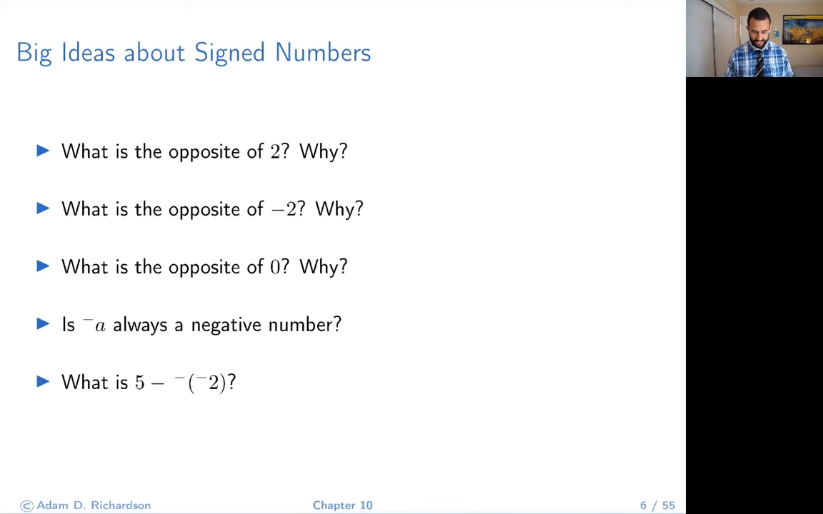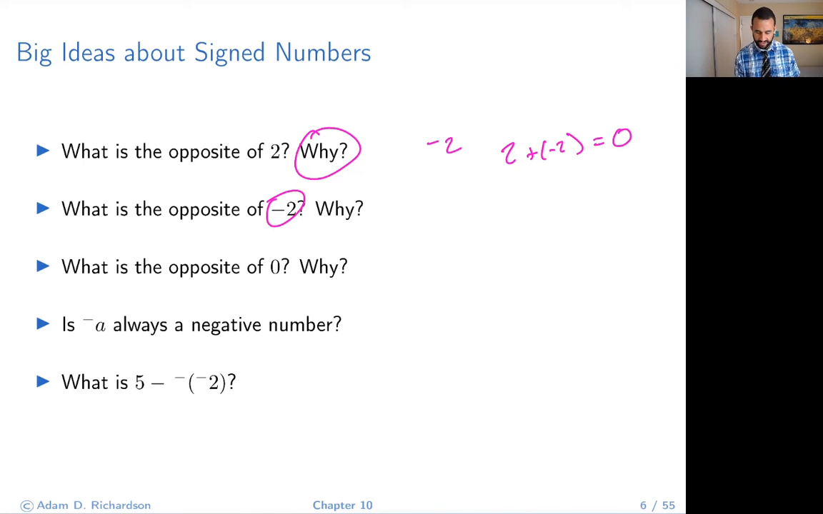Okay, so now let's talk about this together. What is the opposite of 2? Well, I think we all could figure out that that's going to be this symbol right here. That would be the opposite of 2. But the question is why? Why is that the opposite of 2? And the answer is that if I take 2 and I add negative 2, then I get 0. So that's what it means to be the opposite of a number. If you add it to that number, then you get 0.